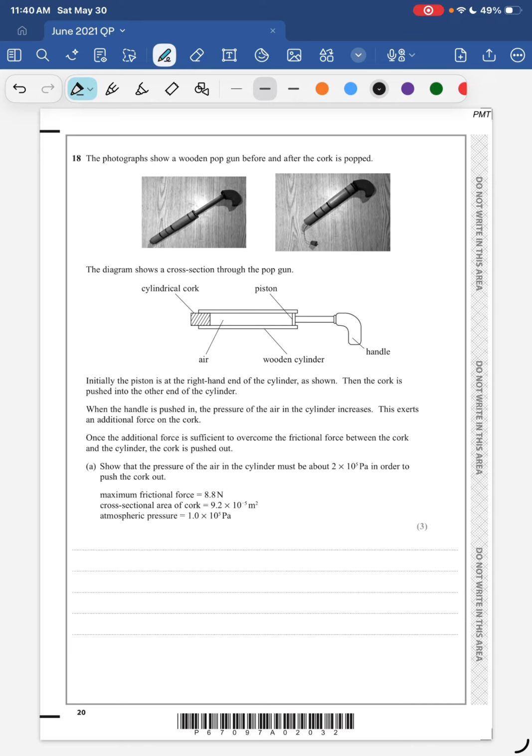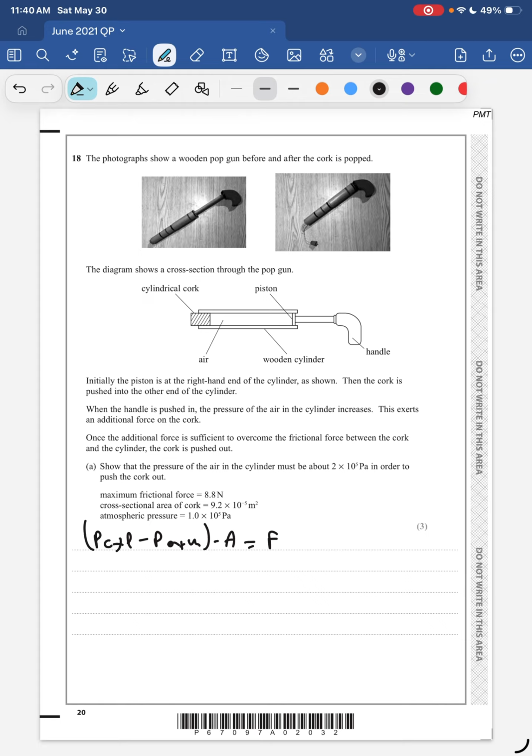Once the additional force is sufficient to overcome the frictional force between the cork and the cylinder, the cork is pushed out. Show that the pressure of the air in the cylinder must be around 2 times 10 to the 5 pascals in order to push the cork out. They give you the maximum frictional force, the cross-sectional area, and the atmospheric pressure. So basically, the difference between the pressure in the cylinder minus the atmospheric pressure, times the cross-sectional area should be equal to the frictional force.